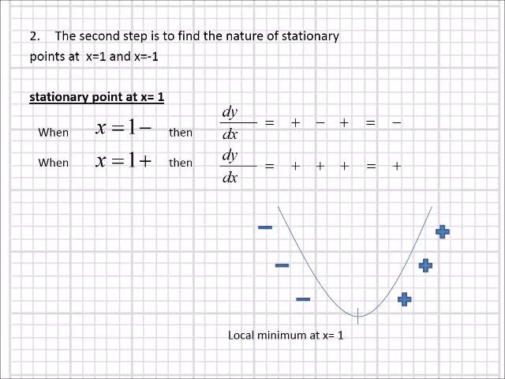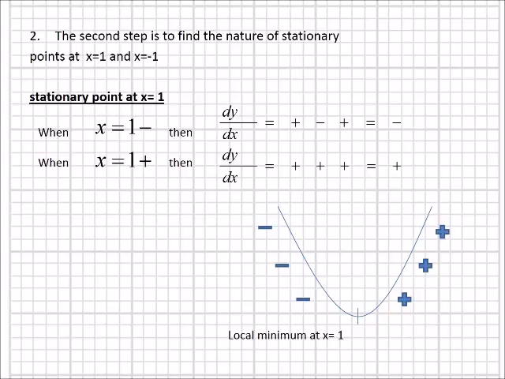The second step is to find the nature of the stationary points at x equals 1 and x equals minus 1. For the first derivative test, we refer to the points immediately to the left of x equals a and immediately to the right of x equals a. In other words, we substitute x equals a minus a little bit and x equals a plus a little bit into each factor in order to determine whether the stationary point is a maximum, minimum, or point of inflection.